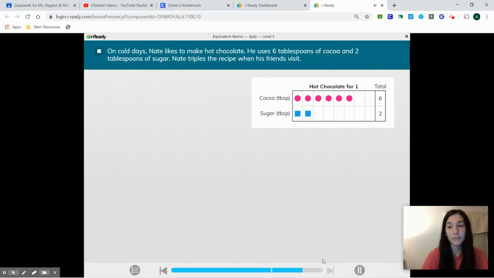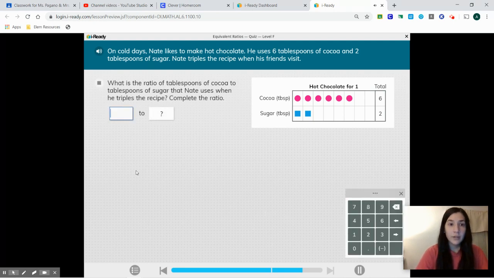On cold days, Nate likes to make hot chocolate. He uses 6 tablespoons of cocoa and 2 tablespoons of sugar. Nate triples the recipe when his friends visit. What is the ratio of tablespoons of cocoa to tablespoons of sugar that Nate uses when he triples the recipe? So complete the triple ratio.